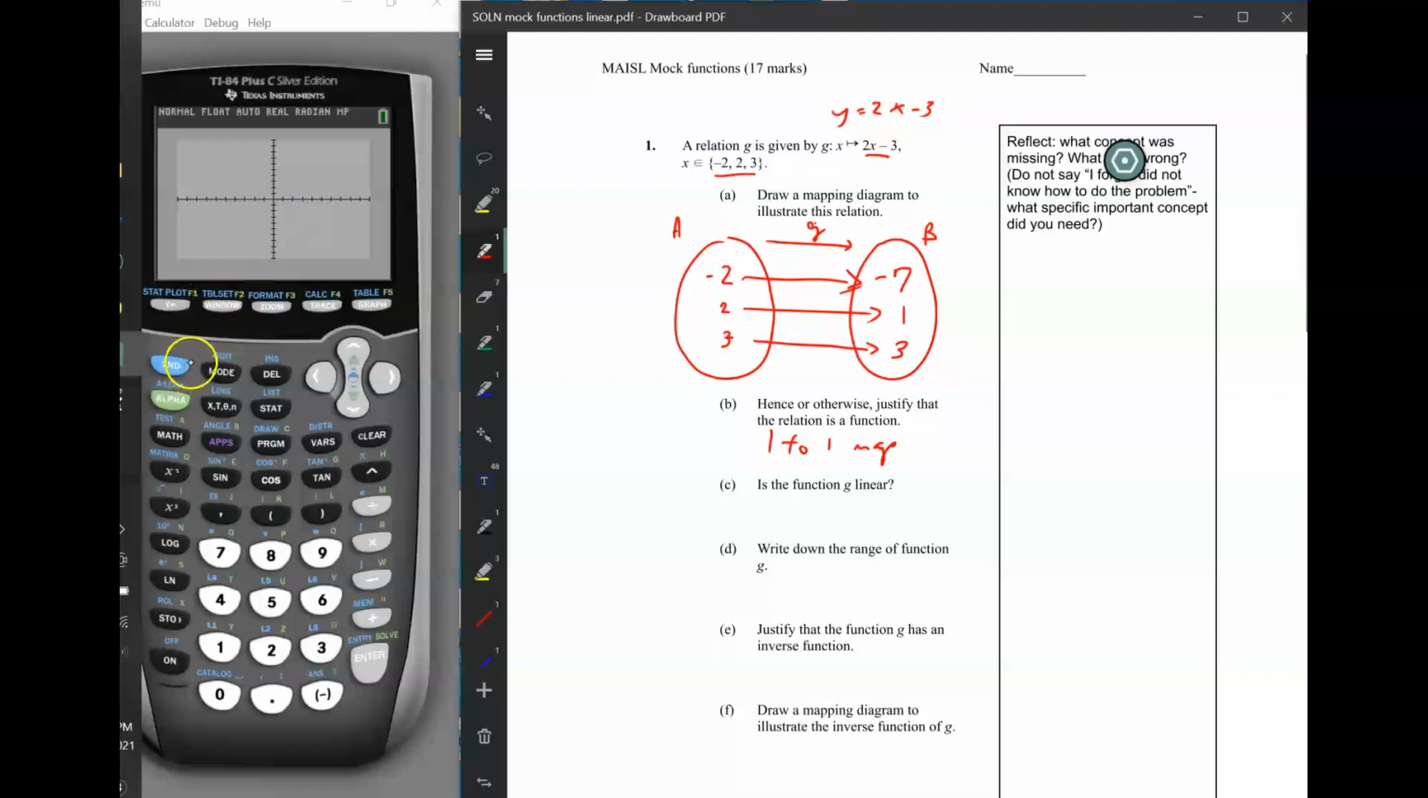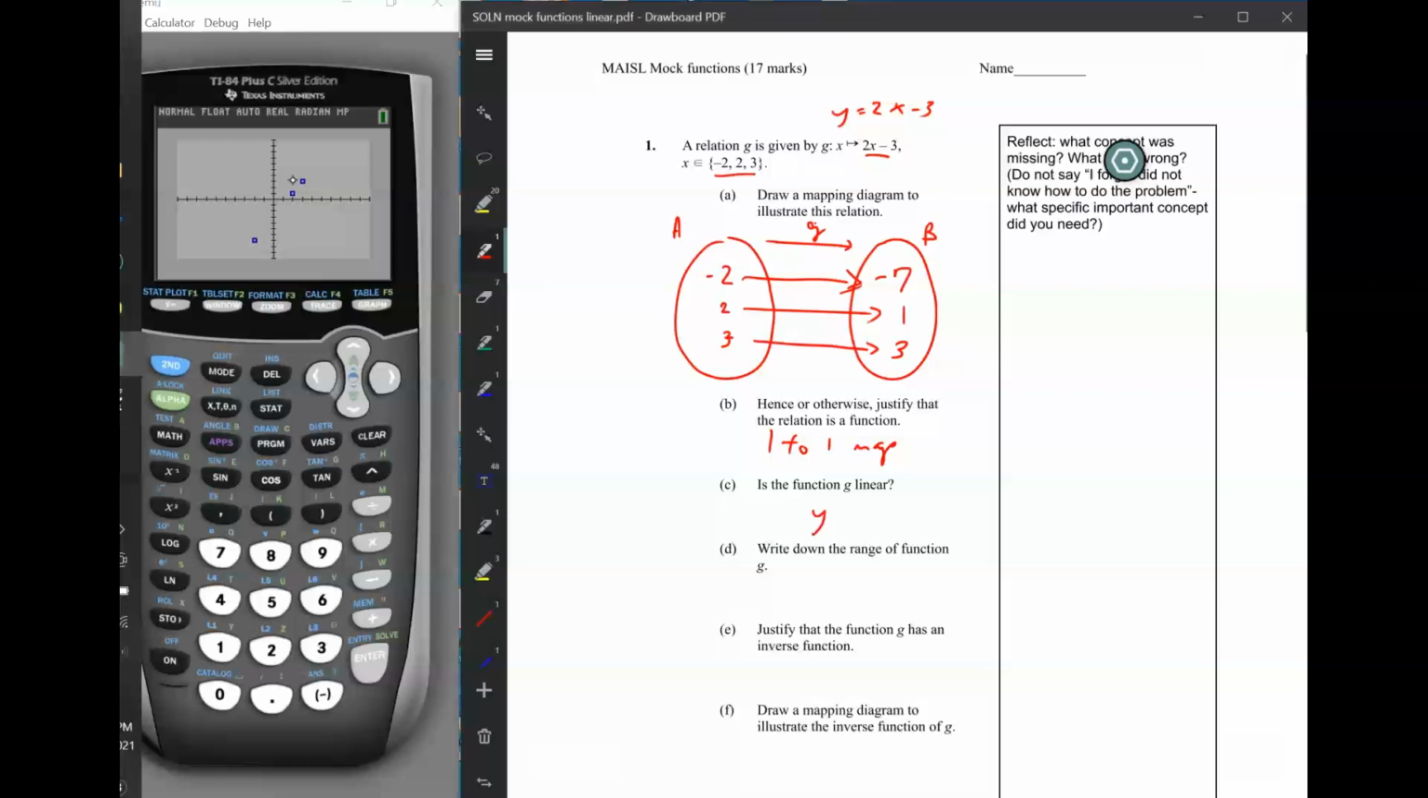No, they don't, because I need to turn them on. I go to second stat plot and then I turn this plot on. I'm going to press on, and the default is already scatter, so that's fine. L1 and L2, that's fine. And now I'm going to graph again. And I can see that these 3 points are in a line. Okay, and so, yes, it is linear.